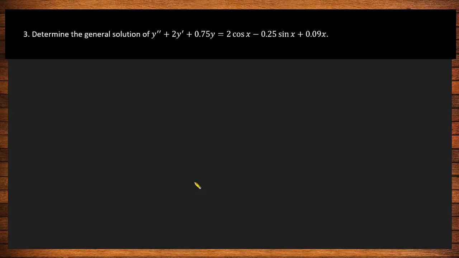So, for our third example, determine the general solution of y double prime plus 2y prime plus 0.75y equal to 2 cosine of x minus 0.25 sine of x plus 0.09x. Again, first na gagawin natin is we will obtain the value of our y sub h. Kasi yun yung mas madaling kunin.